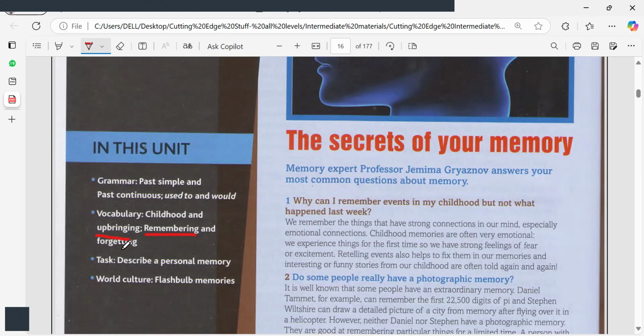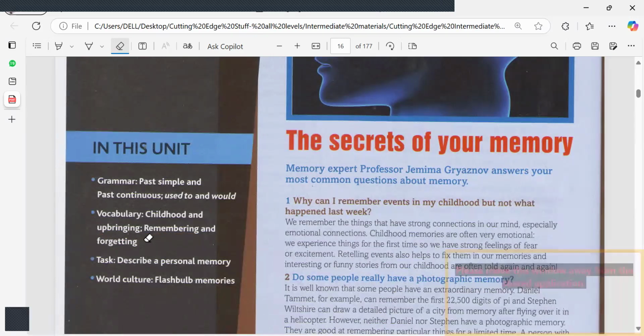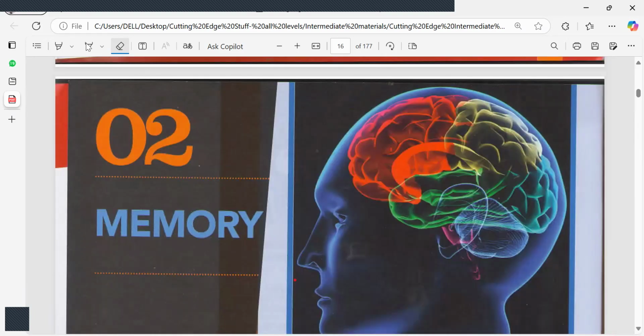Remembering and forgetting. I think you know the meaning. Okay, remembering and forgetting, two opposite words. And for speaking, describe a personal memory. Okay. For flashbulb memories, so what can you see here, ya Abdulaziz?